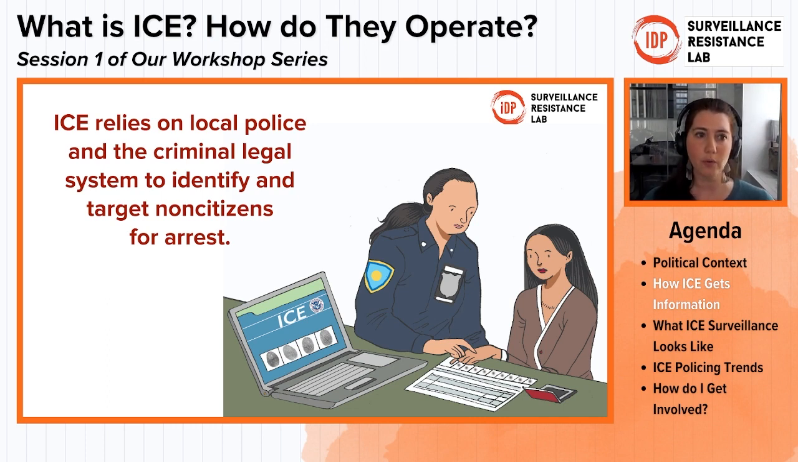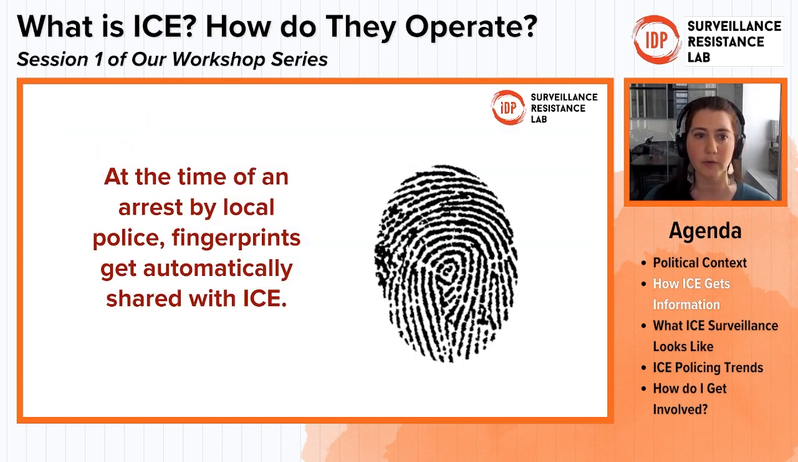We have another poll that I think, in the interest of time, we're going to skip, but we can go to the next slide and I'll explain what we're going to cover in the poll, which is that at the time of an arrest by local police, fingerprints get automatically shared with ICE. So even in areas like New York City, which has policies in place to protect non-citizens, fingerprints are shared not actually through the local police themselves, but through the state databases with the FBI database, which is a national database to which DHS has access.